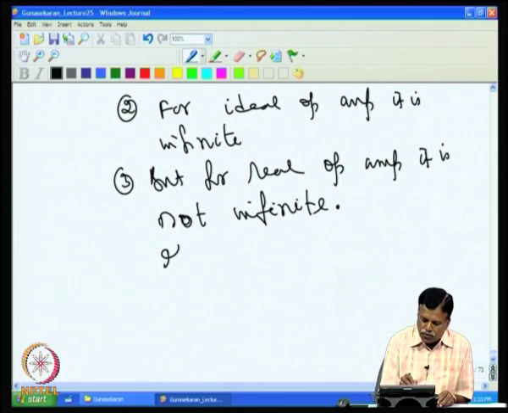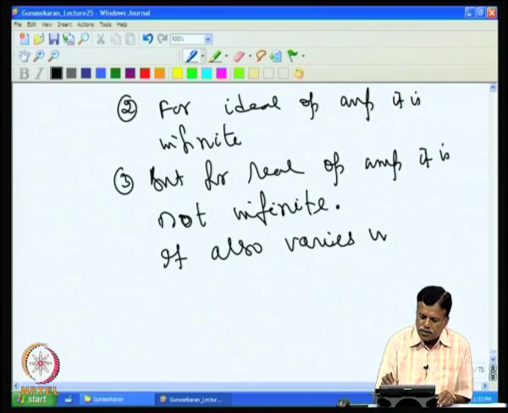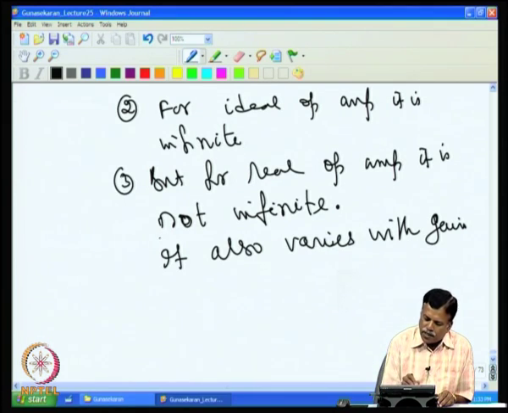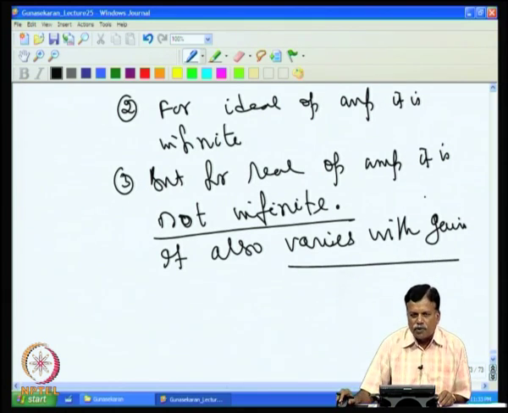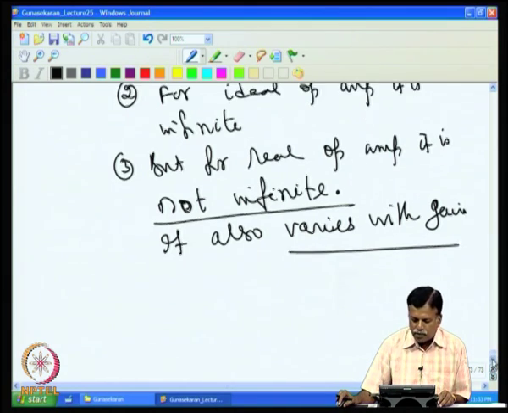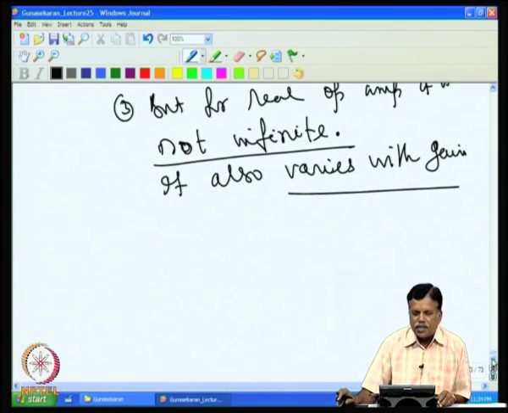Not only that, it also varies with gain. So these are two important points we have to realize: for the real op amp it is not infinite and it varies with the gain, and this is overlooked by most designers in real life. This has a very big effect in actual error calculation. So we will see how the input impedance looks if you look at the real op amp.